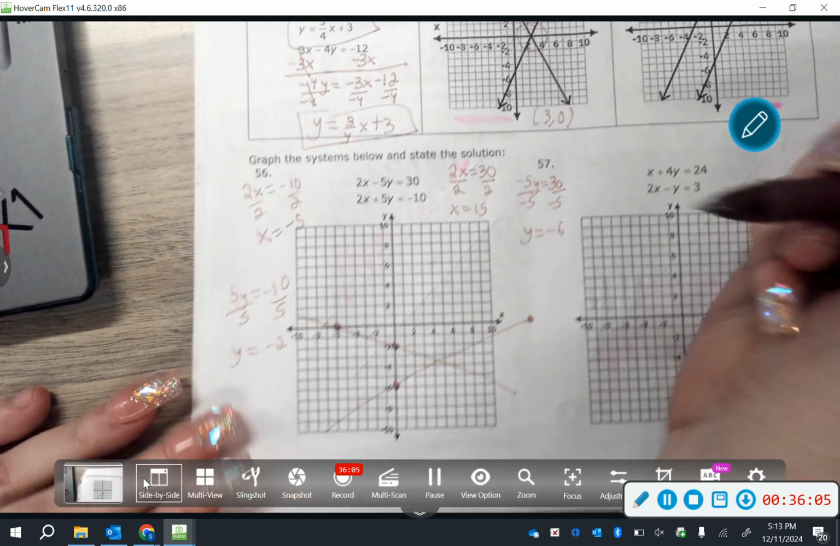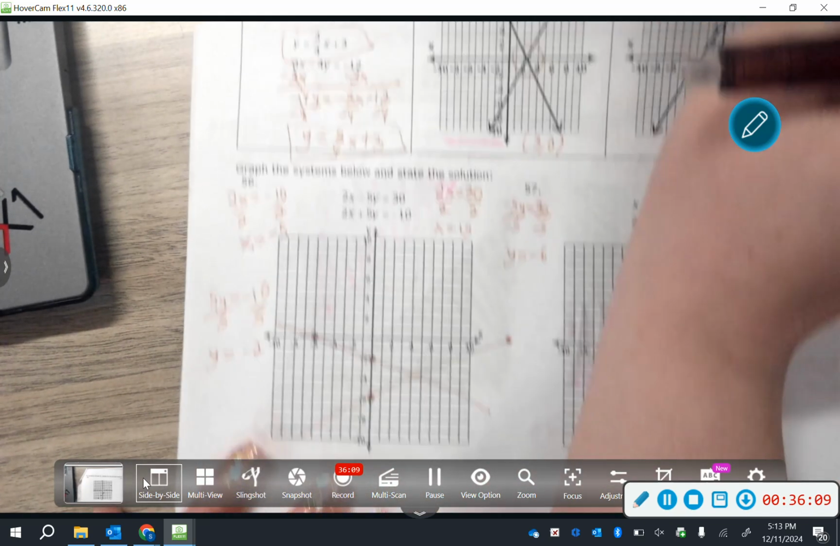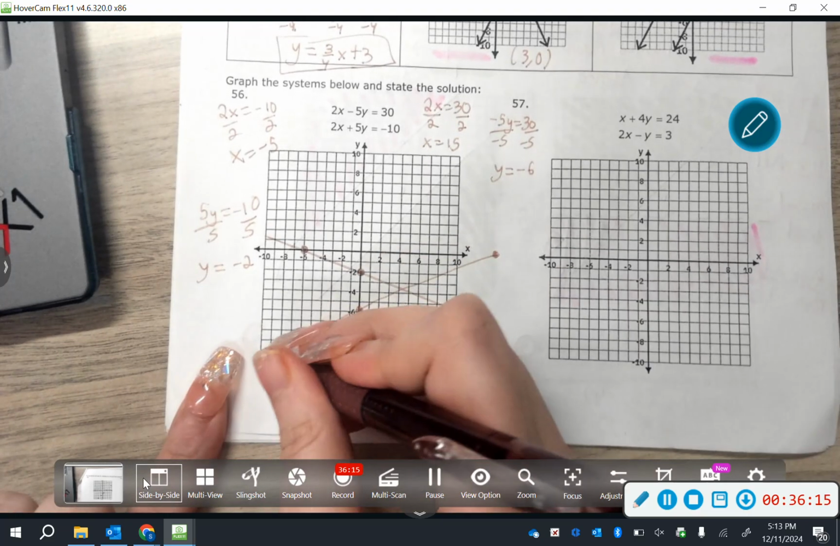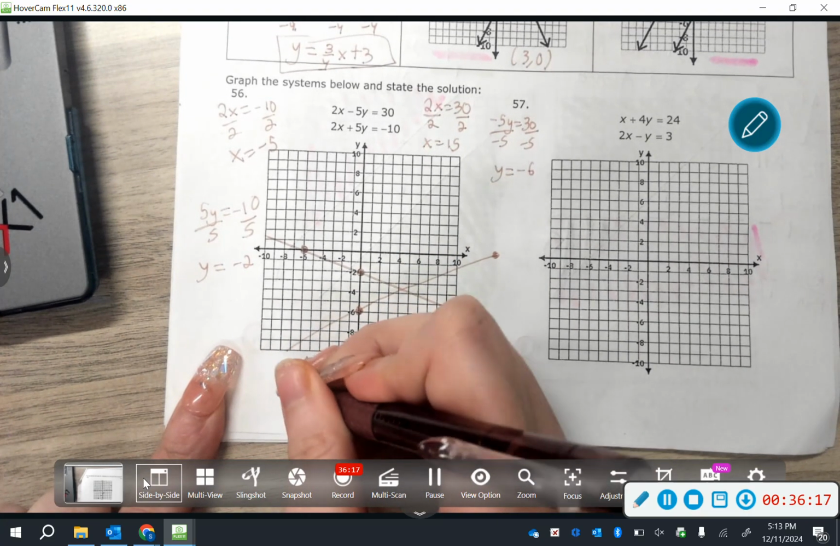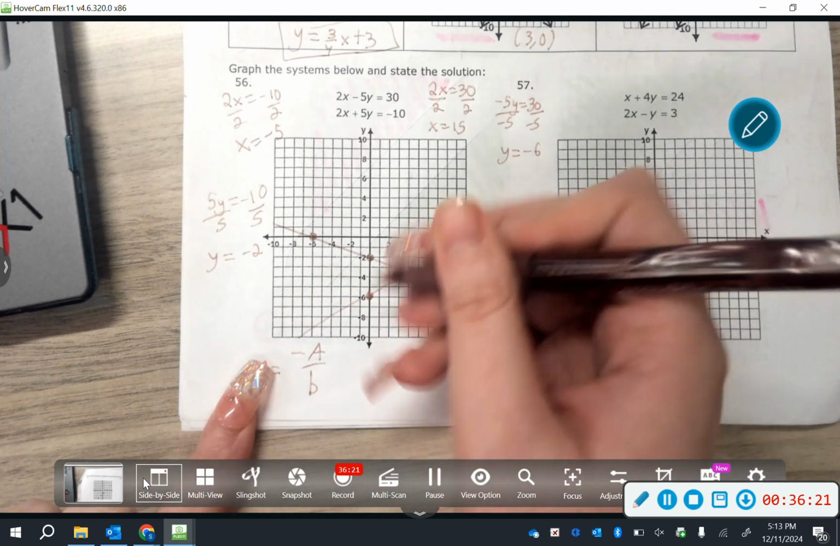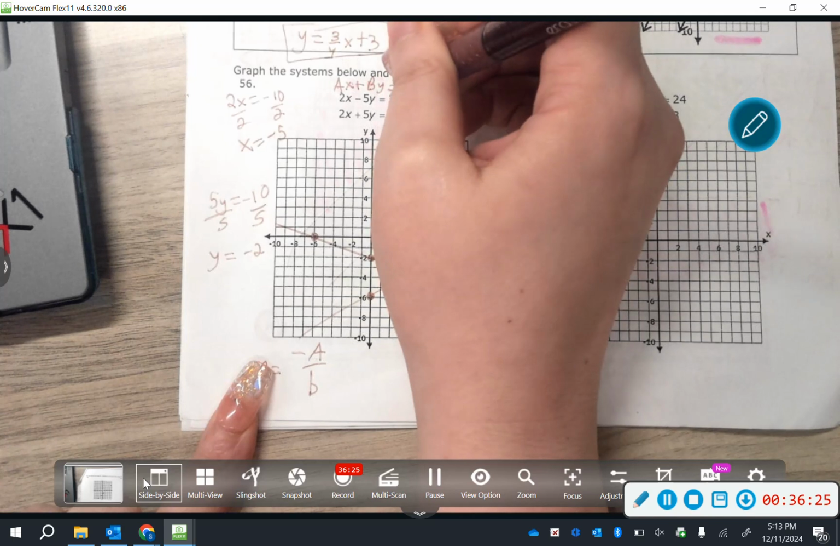Okay, then here's what I'm going to do, because I'm not sure how accurate my line is. If you remember, to figure out your slope from standard form, it's opposite of A over B. That's how you find slope from standard form. A is a number, it's ax plus by equals c.